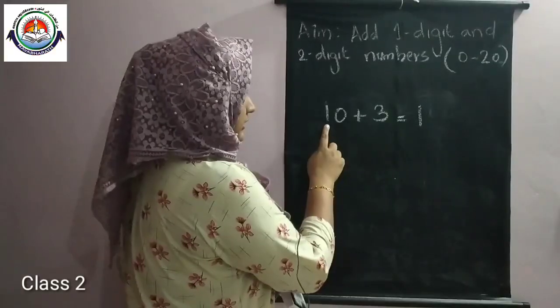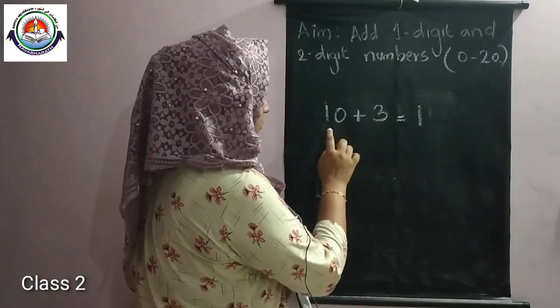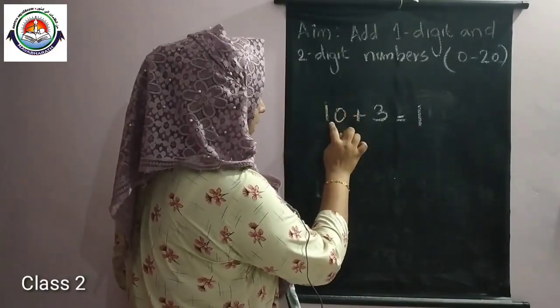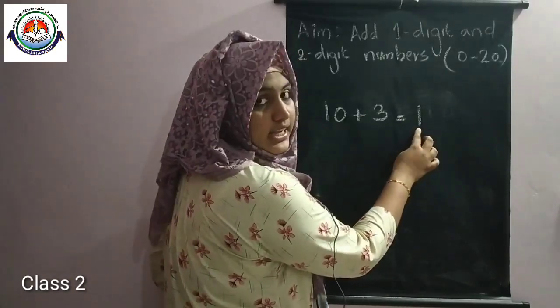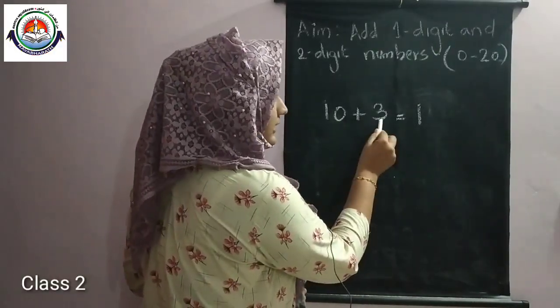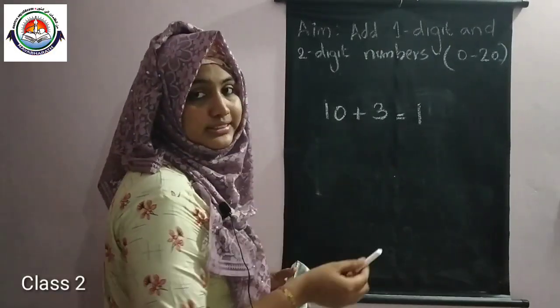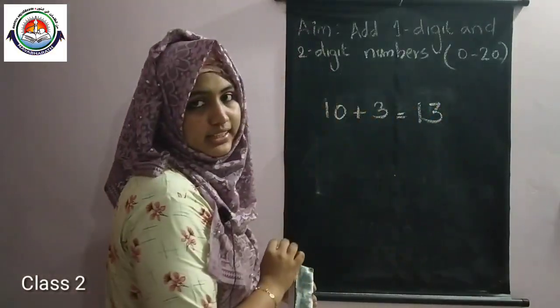So tens place and ones place. Here only ones place. So only one number in tens place. So here we can write the 1. Then in ones place 0 and 3. So what is 0 plus 3? 3. Then we got number 13.